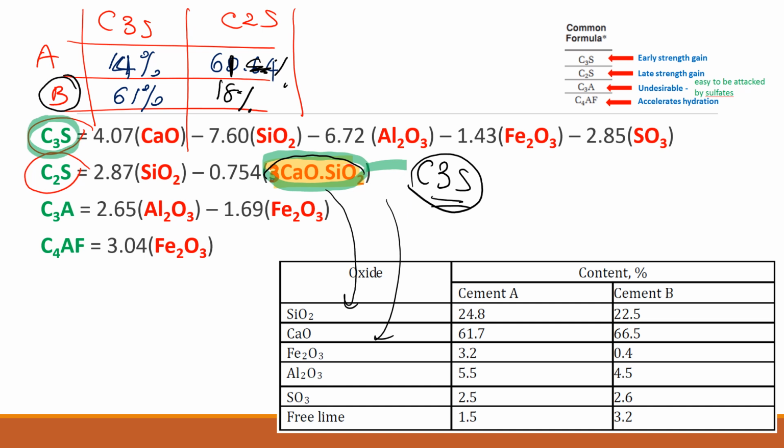When you look at these oxides, you won't be able to find it because they're very close to each other, all the oxides. But when you put them in the equations, you can see B has 61, A is just 14. So B is gaining strength quicker than A. So we are recommending B for repairing a busy highway.